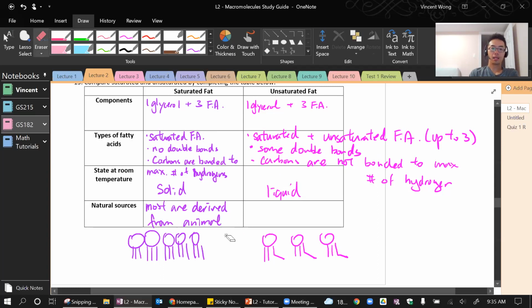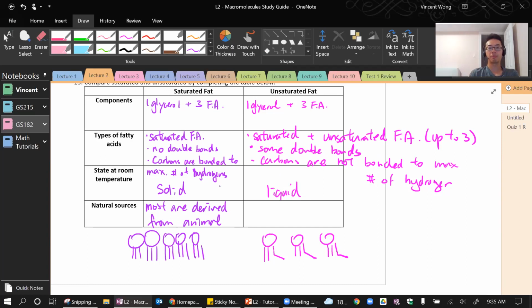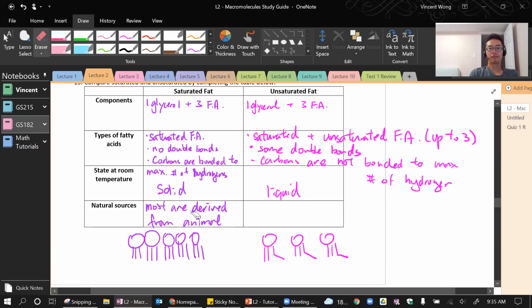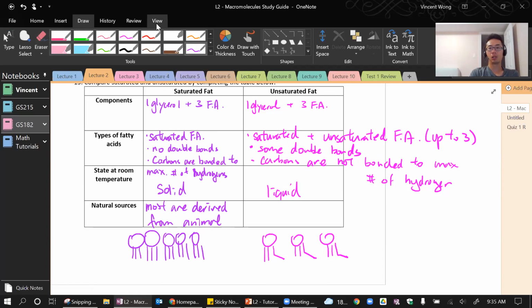Okay. There are exceptions like coconut fats. Coconut fat is actually saturated, even though it's plant-based. But most of the saturated fats come from animals, like lard and bacon grease. All those things are saturated fat.